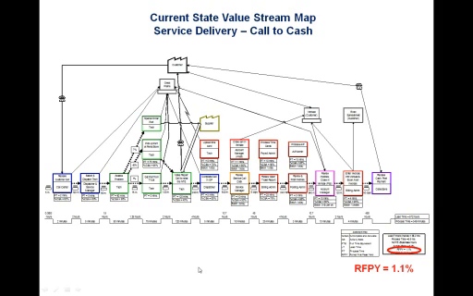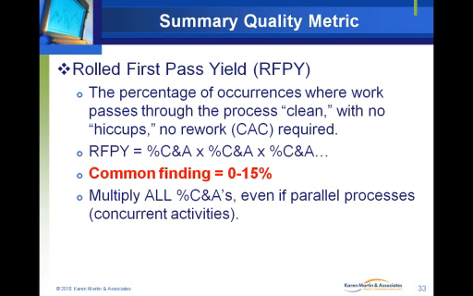So what we do is we take a look at that current state, and that rolled first pass yield in non-manufacturing is very often 0 to 15%. So the current state is often quite sobering for a team and for leadership to realize. But again, from there you can make tremendous improvement. So check this out.